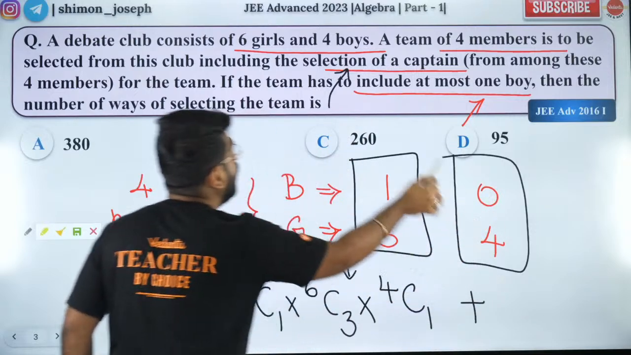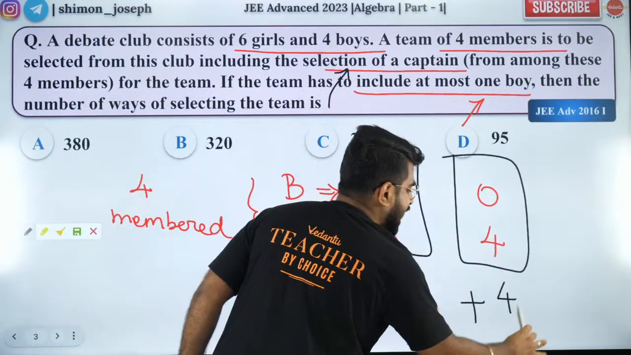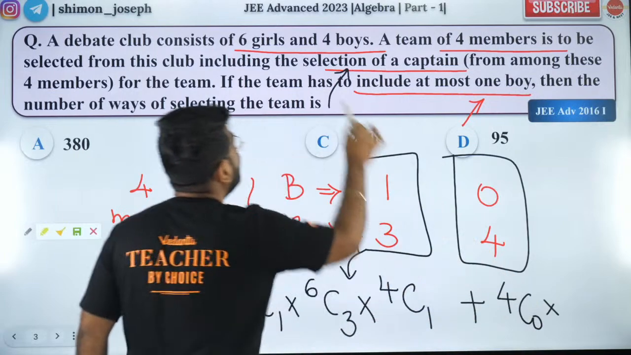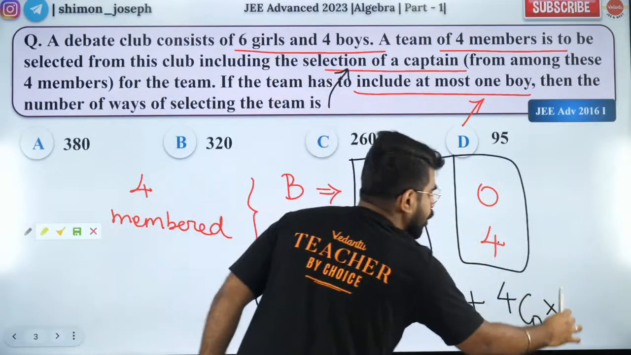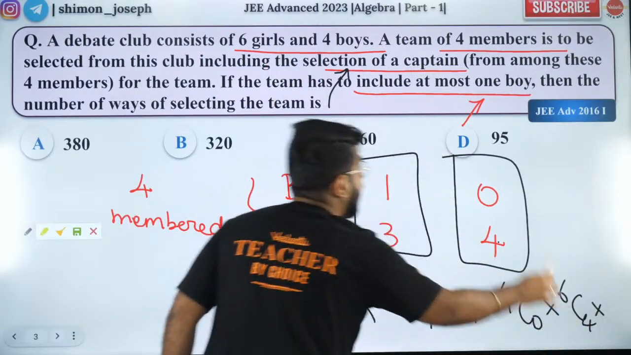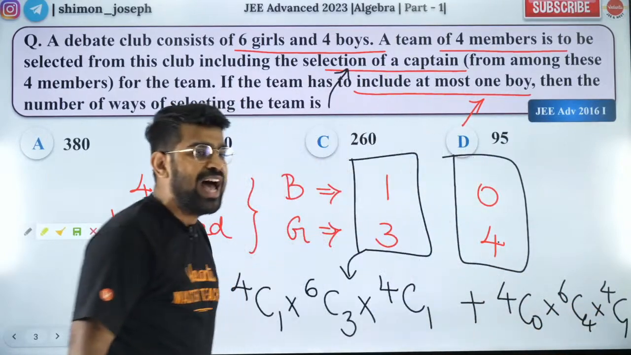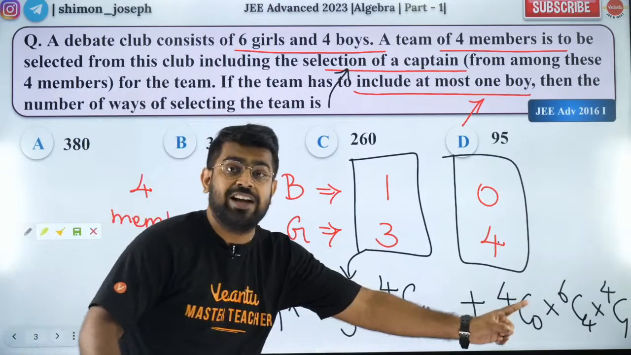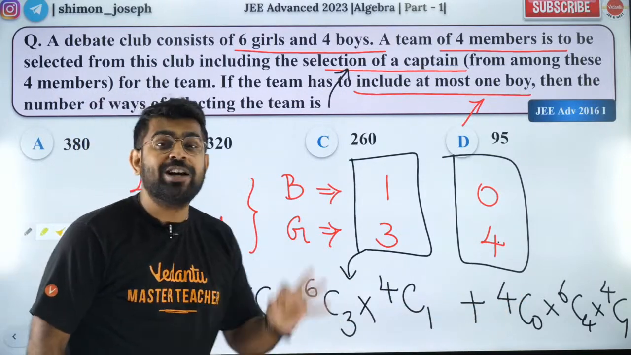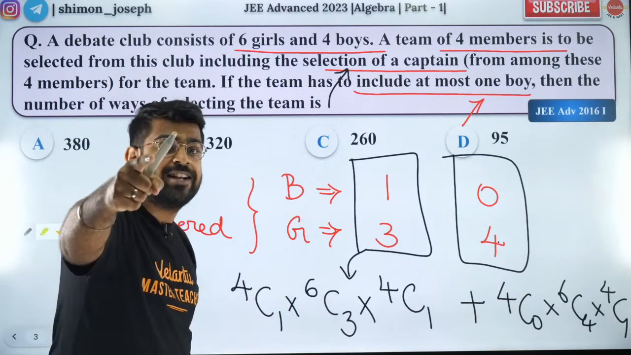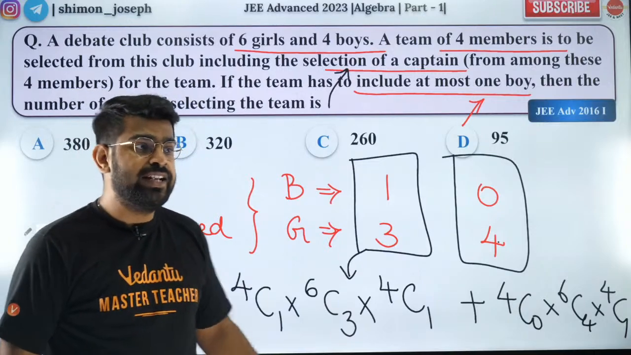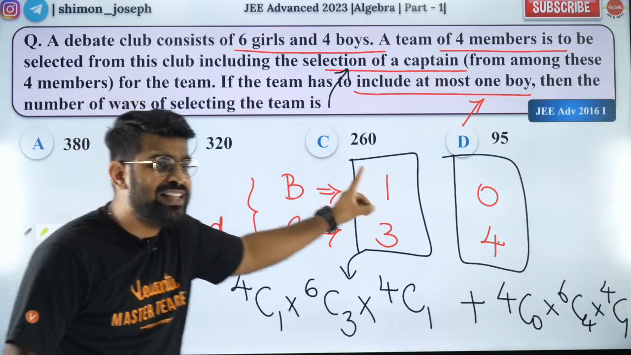Now we have 0 boys. So from 4 boys, I select 0. And from 6 girls, I select 4 girls. And I need to choose a captain. So captain is 4C1. So that is my complete answer. I hope you all liked it. Was it next level? Can you find it out and tell me what is the answer? Is it option A, B, C or D?